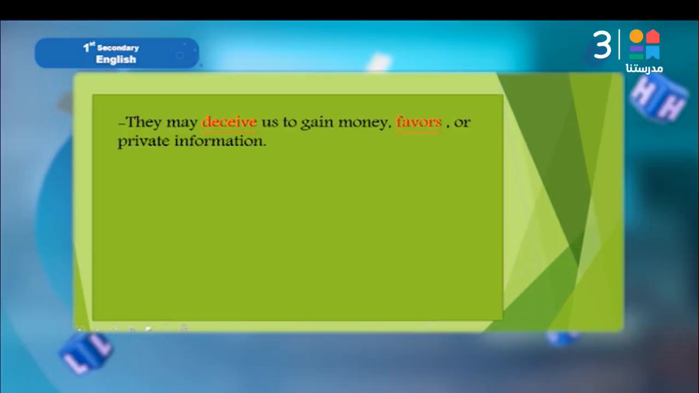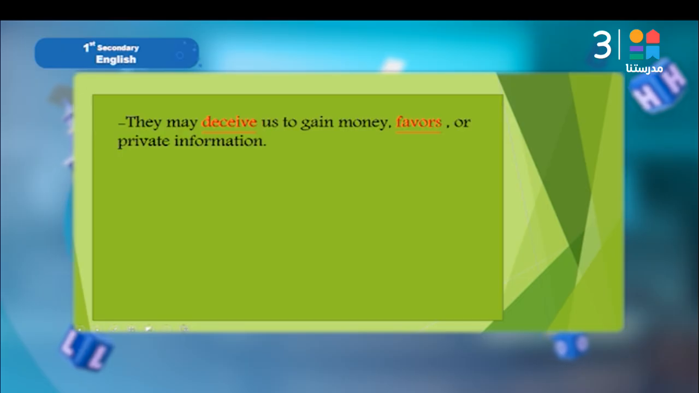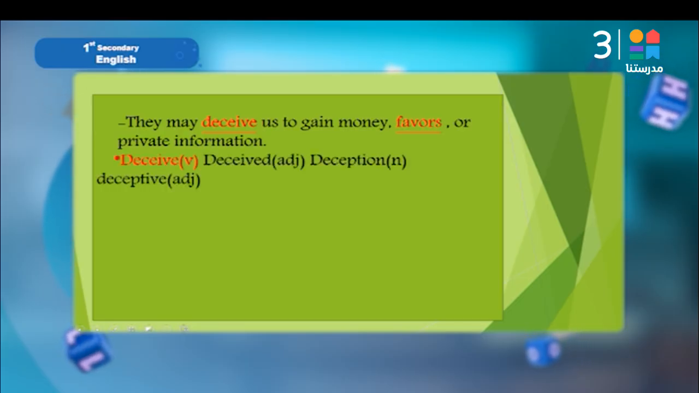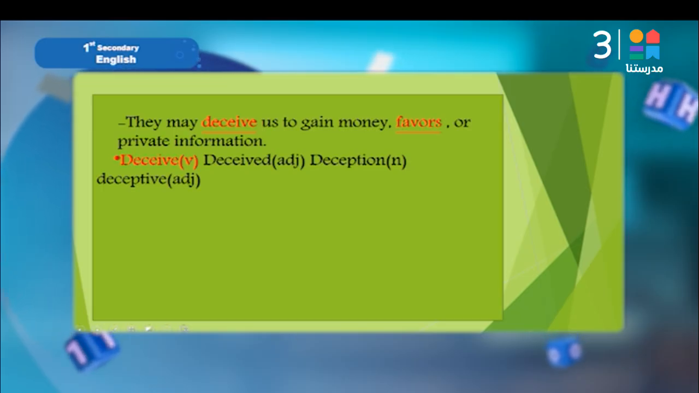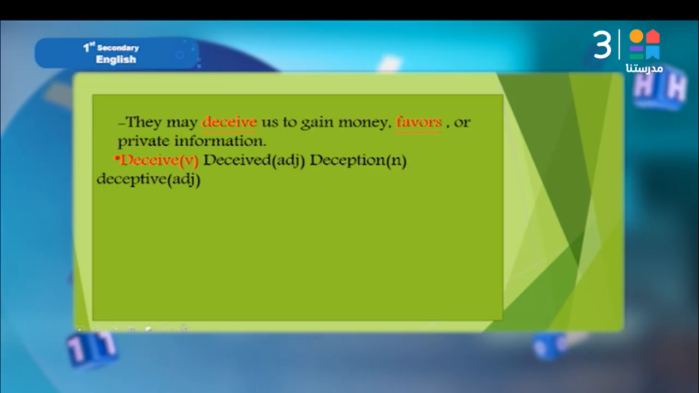Let's take another sentence. They may deceive us to gain money, favors, or private information. Can you see the highlighted words? Let's focus on them and see what they mean. The first word is deceive. What does this word mean? As is clear from the sentence, deceive here is a verb. What does it mean? It means to trick someone.